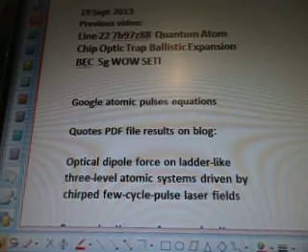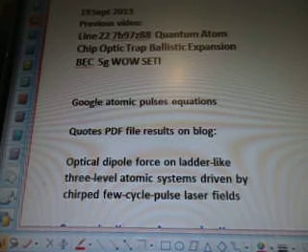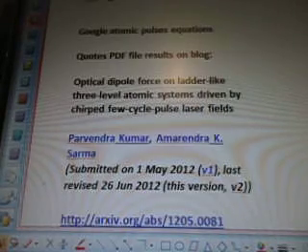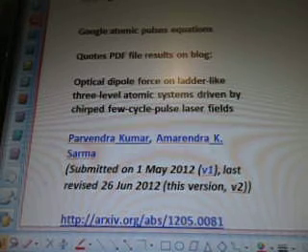RF evaporative cooling, BEC formation, light sheet transition, phase space density, dimple potential. So Google atomic pulse equations, and close PDF file results are on the blog. An optical dipole force on ladder-like three-level atomic systems driven by chirped few-cycle pulse laser fields.